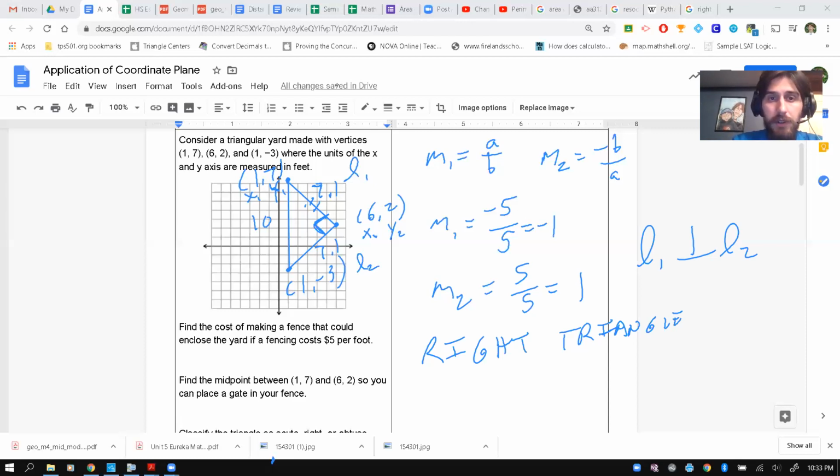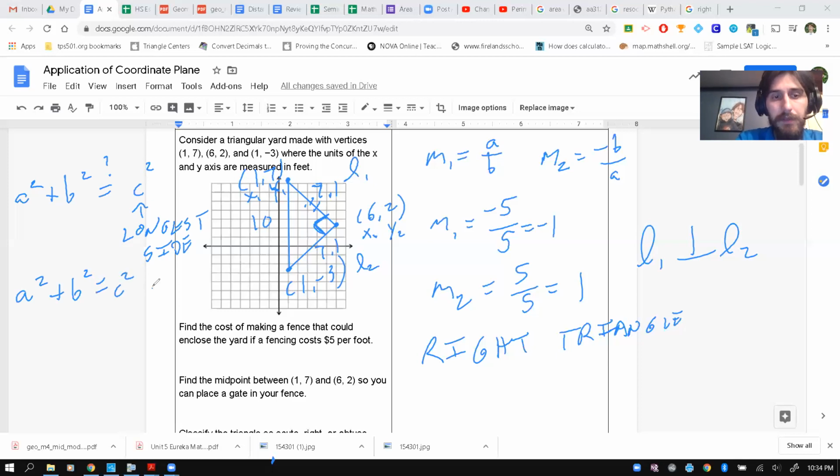Another test that you could do is something similar to the Pythagorean theorem, where you do a squared plus b squared and compare that to the length of c squared, where c is your longest side. If they equal each other, then it's a right triangle. So if we go back and do the square root of 50 squared plus the square root of 50 squared, that would be 50 plus 50, which is 100, which equals 10 squared.